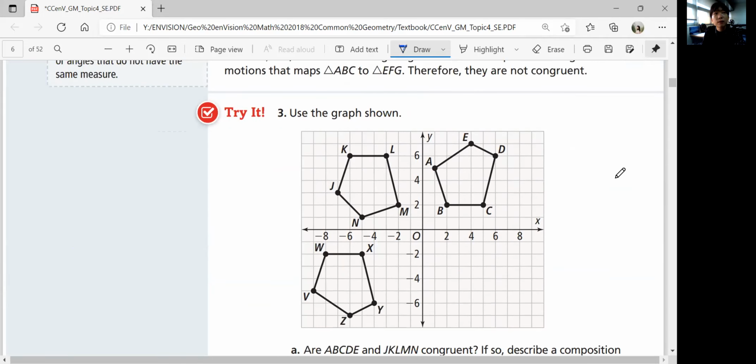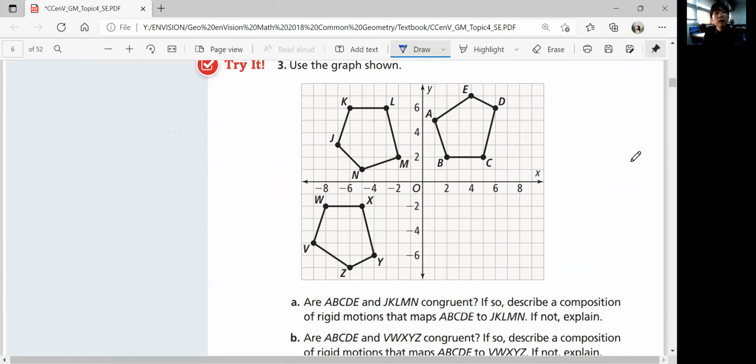Let's look at try number 3. Use the graph shown. Are ABCDE and JKLMN congruent? If so, describe a composition of rigid motions that maps this to that. Okay, this to this one. So first, let's check the sides. A to E is J to N. It's going to be corresponding to J to N, right? So 1, 2, 1, 2, 3.